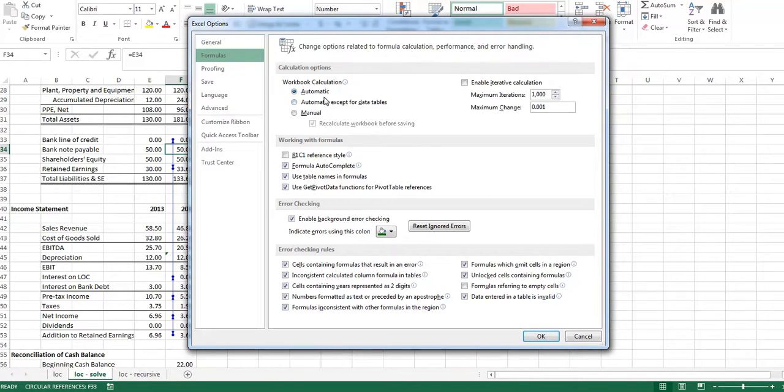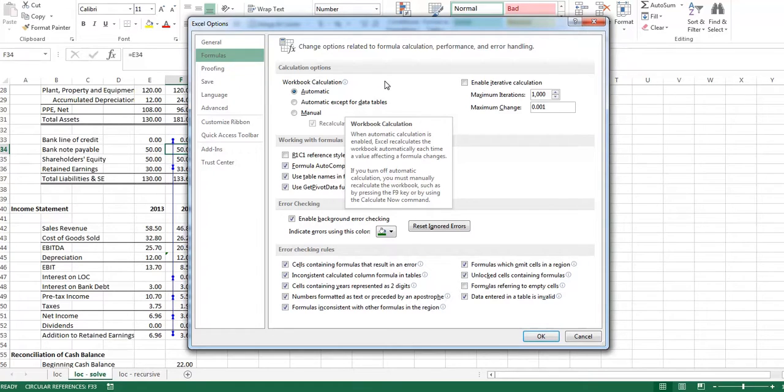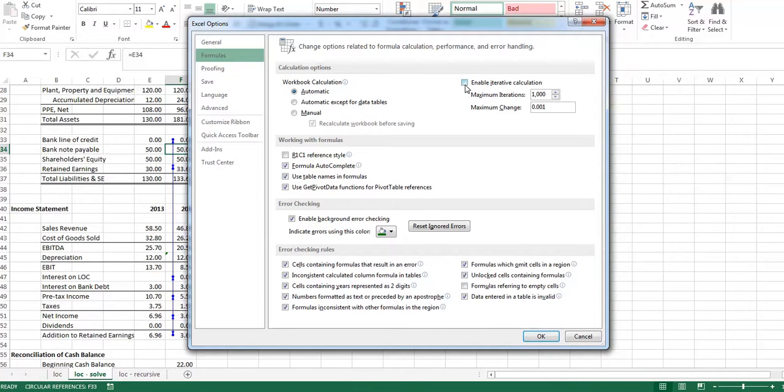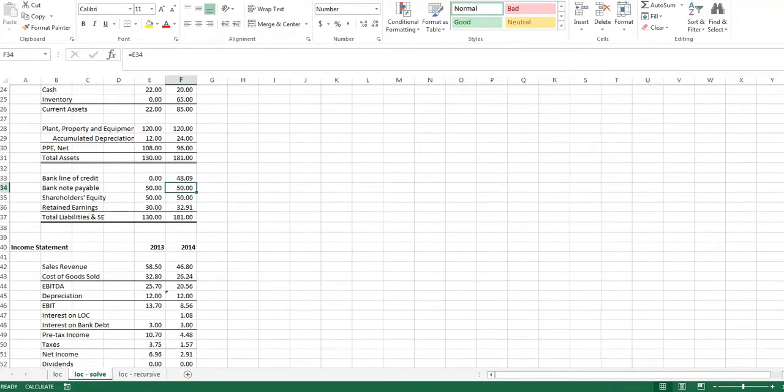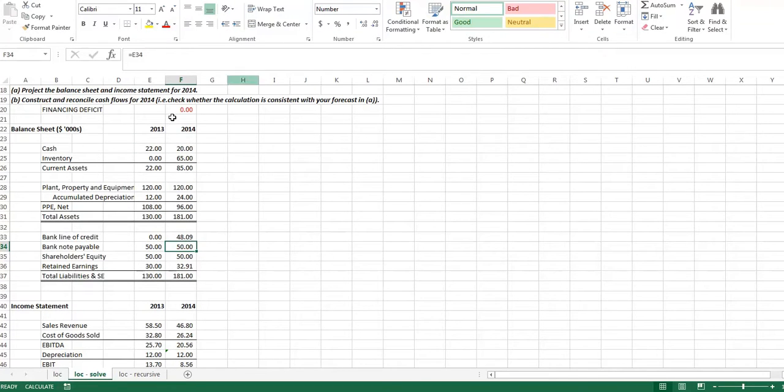Now, I've got automatic here, which is what I want. And by the way, if you have automatic except for data tables, let's just go ahead and click on automatic for that as well. But then what I want to do is enable iterative calculations, and I'll have the maximum iterations. I set it as 1,000. That's probably about right. Maximum change 0.001. But now I'll say OK. And you'll notice now that the iteration is solving for that, and my financing deficit is 0.